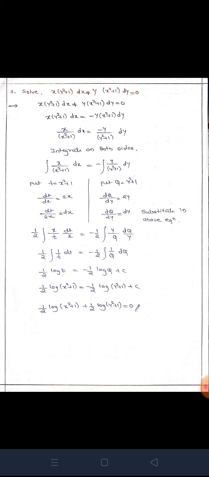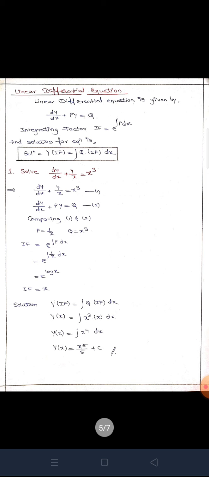Is it clear? Variable separable method. Just you have to shift the x term to one side, y term to one side, integrate. Fine. Then we will move to the next method, that is linear differential equation.